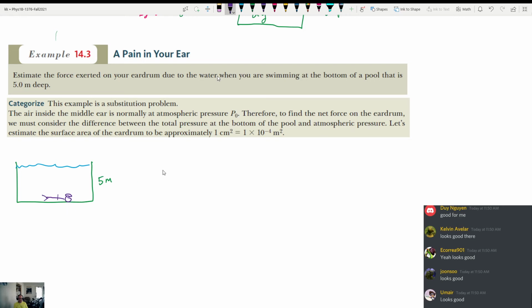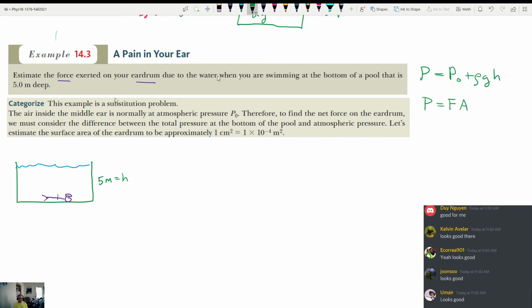And we want to figure out the force exerted on your eardrum due to the water when you're at the bottom of a pool that's 5 meters deep. We're going to call 5 meters equal to h. I'm going to put the equations you need right here. You will need the following two equations to solve this problem.